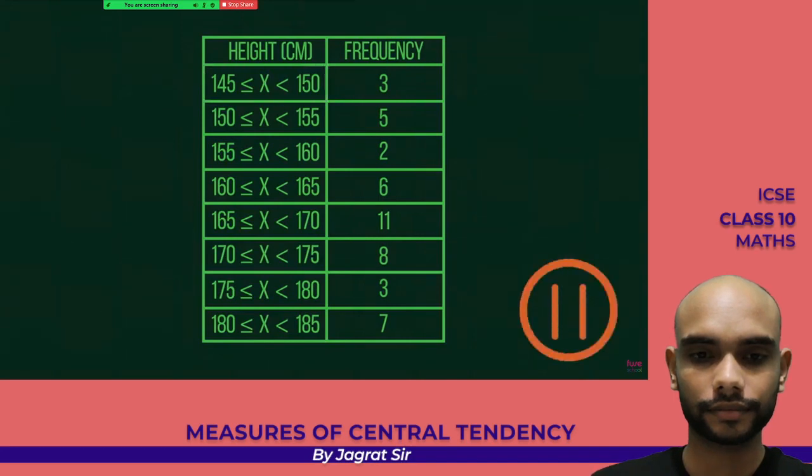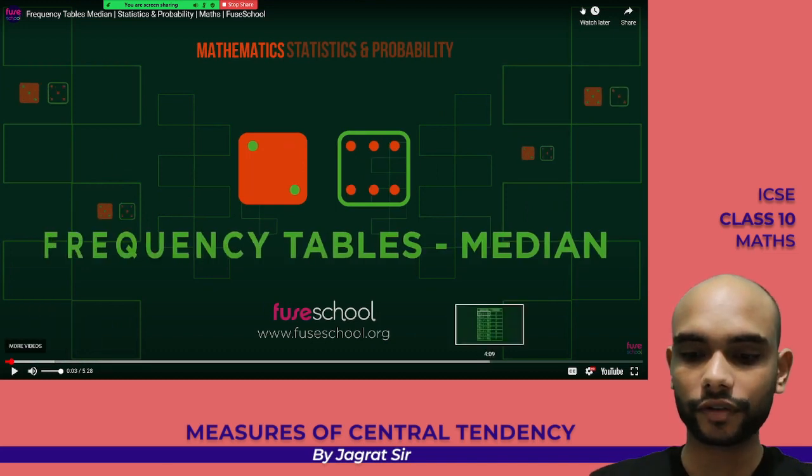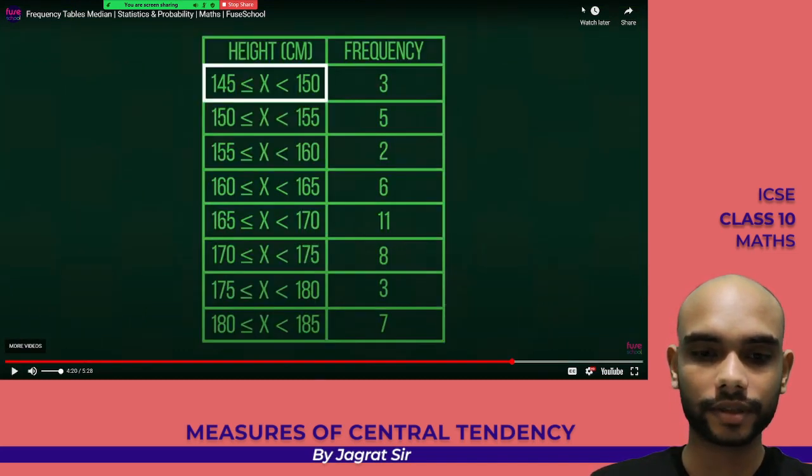Pause the video and see if you can find the median group interval. So guys, pause the video and try to find the answer. Try to find the answer for this one. It's quite easy. How to do it? First of all, find the frequency table. Okay, so you will get your n and then divide that n by 2, and that will give you the median class rather than a single value.